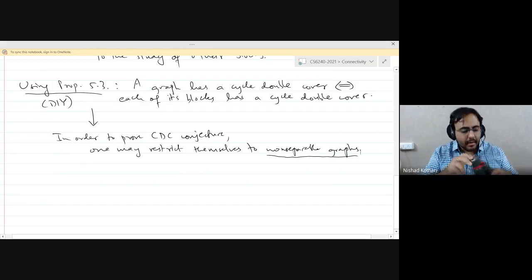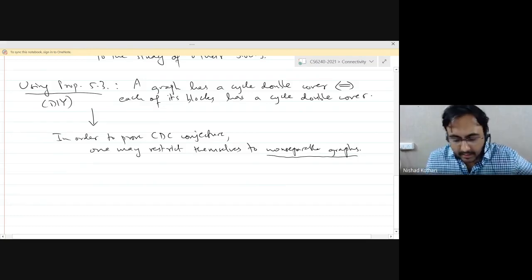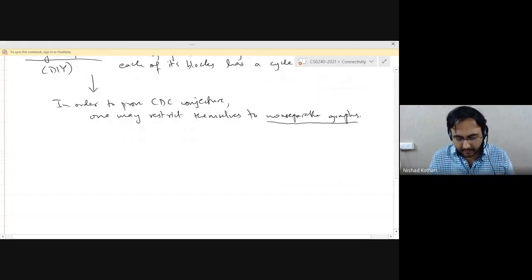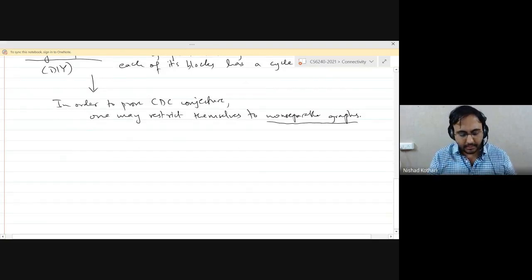Okay, so in that case, let's move on to our next topic for the lecture today, which is ear decompositions of non-separable graphs. Okay, so here is the reason for studying this. So now we know that, for example, for cycle double cover or many other problems in graph theory, you just need to deal with the non-separable graphs.